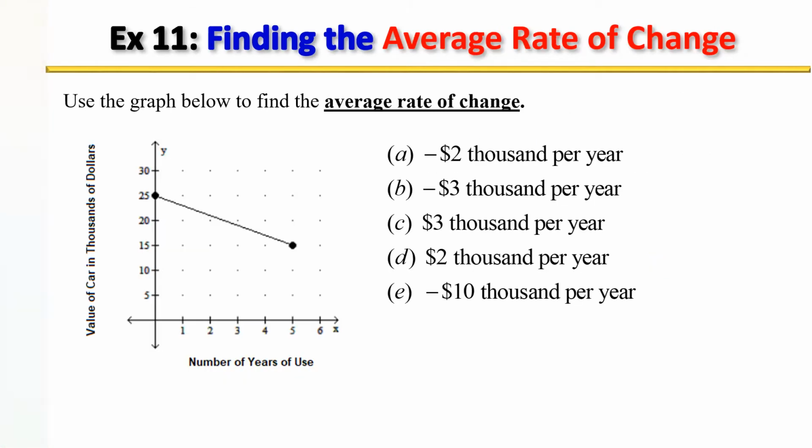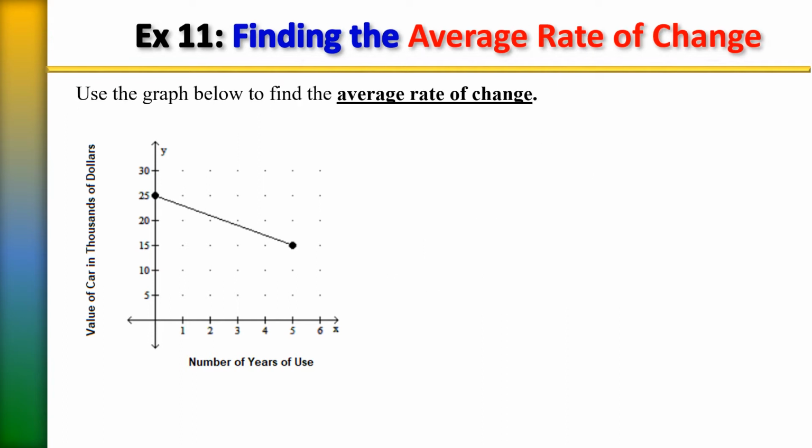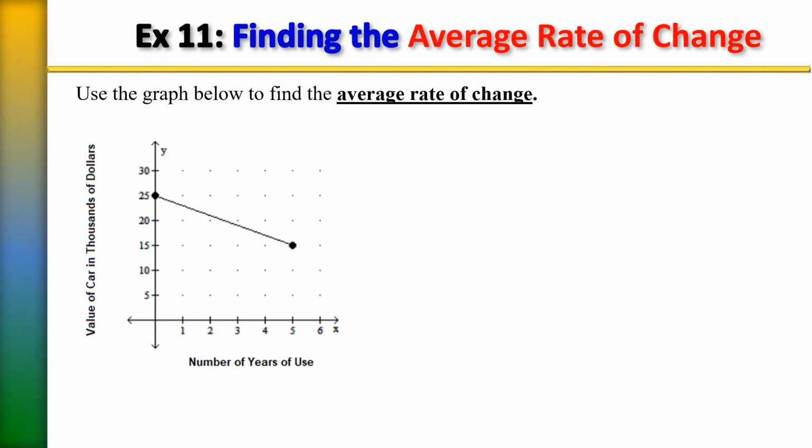In this example, we're asked to find the average rate of change. Now recall, average rate of change is nothing more than simply finding the slope of a line. So let's go ahead and begin the process. To find the average rate of change, or to find the slope, all we need to do is pick any 2 points on the line. Now, since we have a line segment here, we can just take the 2 endpoints and plug those 2 endpoints into the slope formula.